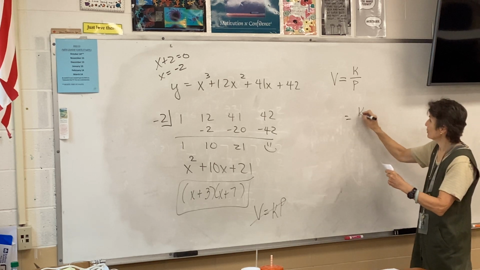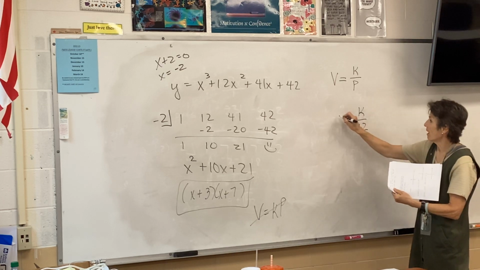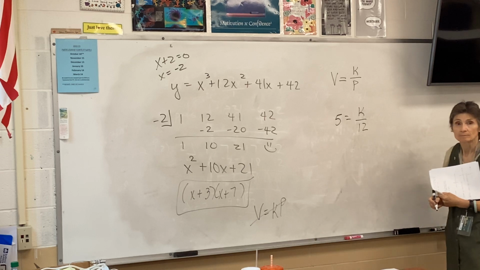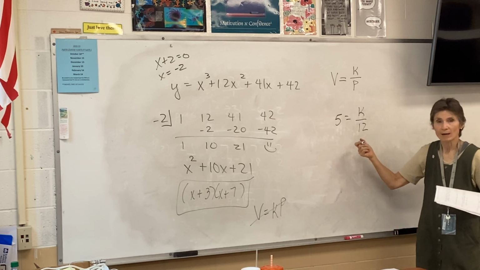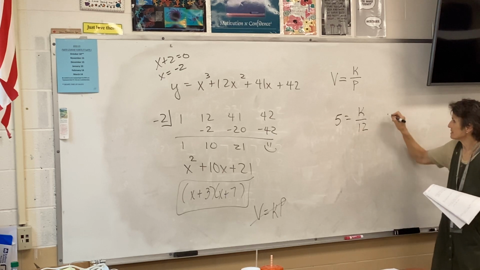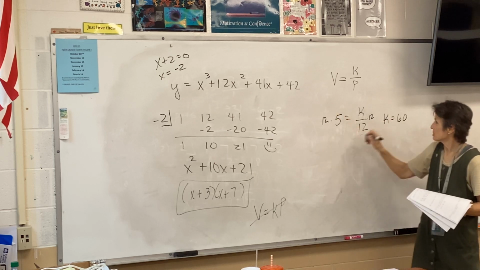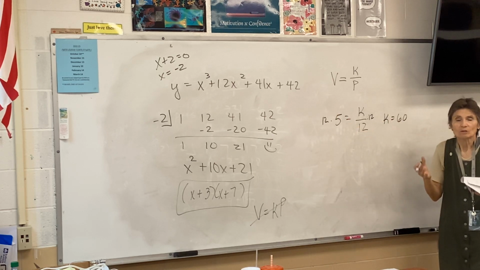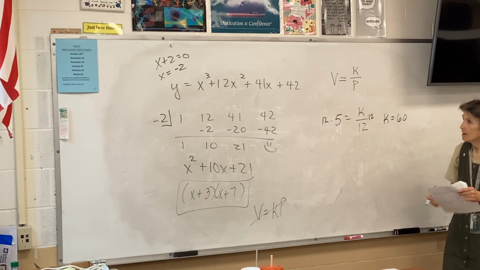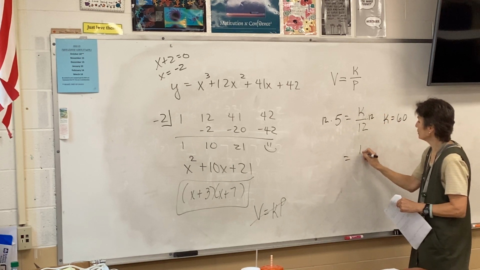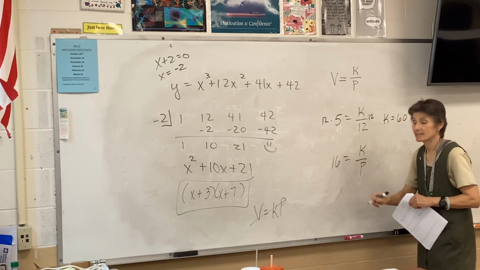If the pressure is 12, so P is 12, the volume is 5. Now, if you're really paying attention to what you're writing down, this says that K equals 60, because you're just going to multiply both sides by 12. So K is 60. Now, that isn't what the question wanted to know, but it's right there. K is 60. Find the pressure if the volume is 16.